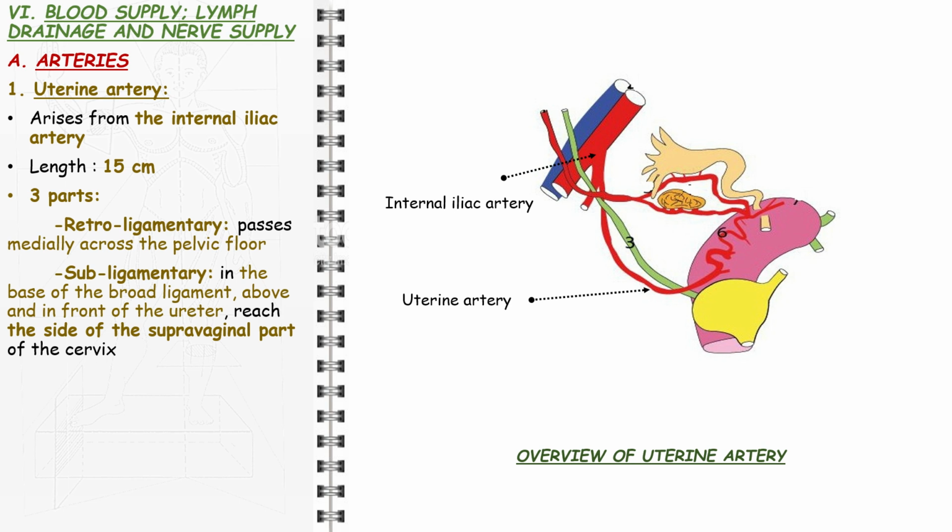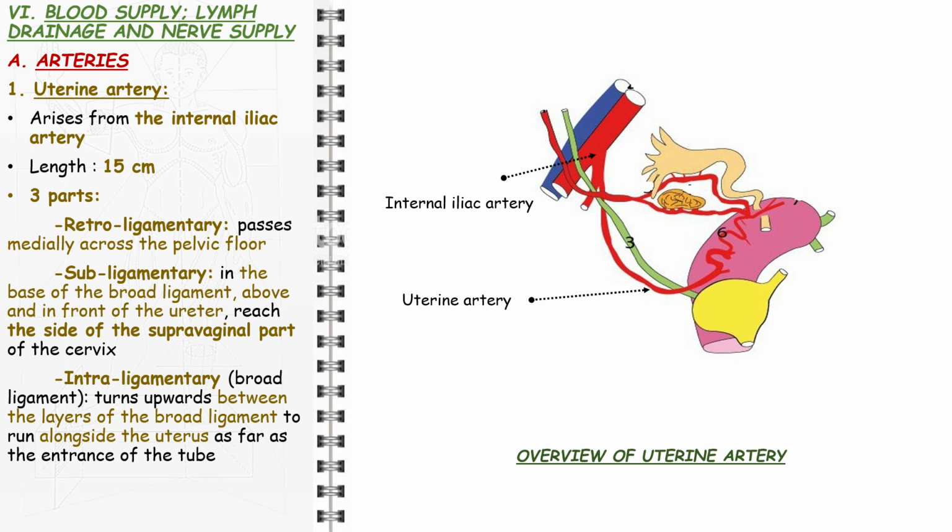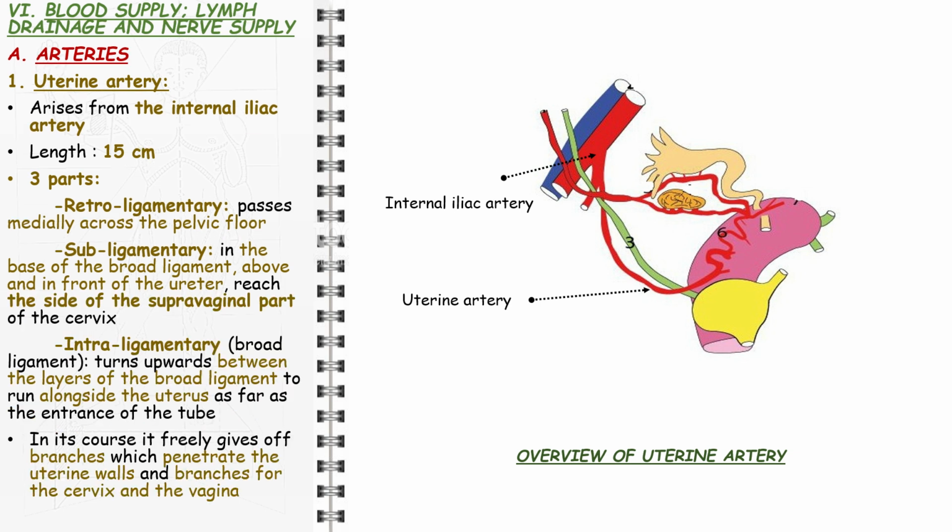The intraligamentary part turns upwards between the layers of the broad ligament to run alongside the uterus as far as the entrance of the tube. The uterine artery gives several branches, before crossing the ureter, 5 to 6 vesico-vaginal branches. At the point of the intersection with the ureter, 1 ureteric branch, and, after crossing the ureter, the cervico-vaginal artery, 5 to 6 cervical branches, 10 corporeal branches, the round ligament artery, and 1 branch for the fundus.